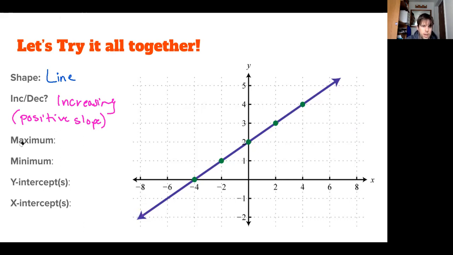Next thing, we're going to talk about our special points. So is there a maximum? Is there a highest point on this graph? The answer is no. This graph is going to keep going this direction forever, right? To the right, it's going to keep going up and to the right. So there is no highest point. So there is none. Is there a minimum? Is there a lowest point? Again, the answer is no. This graph is going down to the left here forever, generally trending downward there. So there's going to be no lowest point either. So no minimum.